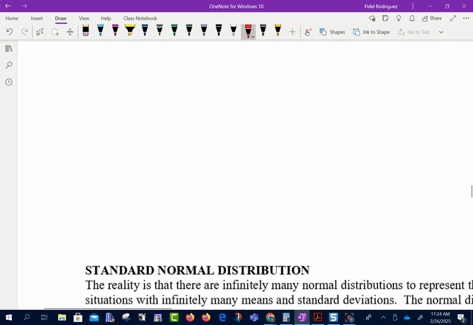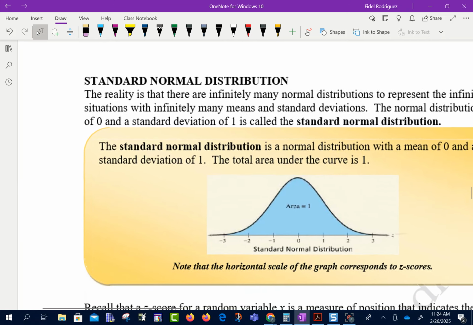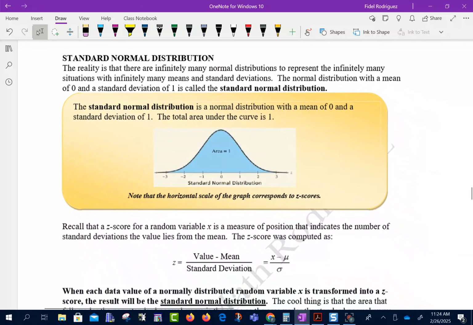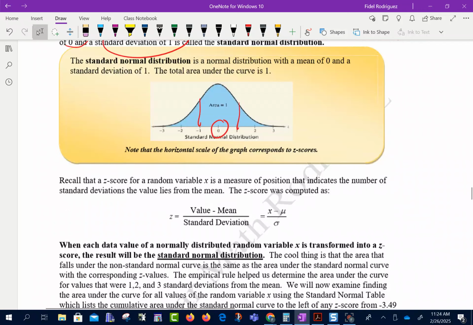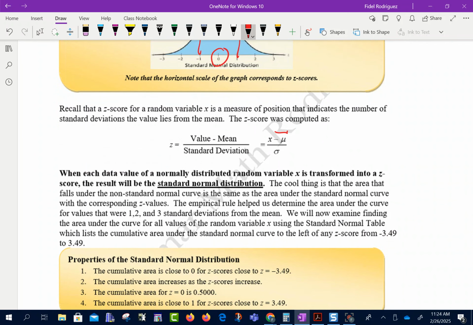Alrighty, I'm going to keep moving. And we're going to talk about something called the standard normal distribution. In a standard normal distribution, y'all, my mean is always going to be 0, and my standard deviation is going to be 1. So mean of 0, standard deviation of 1 is what we call our standard normal distribution. We talked a little bit about this at the end of chapter 2. We're going to revisit it here in chapter 5 with the z-score, which is the value minus the mean divided by the standard deviation.